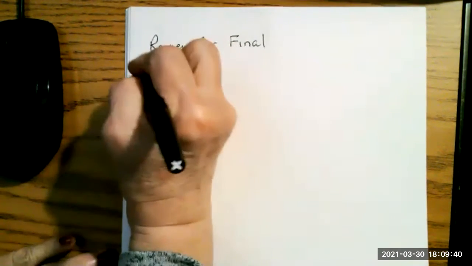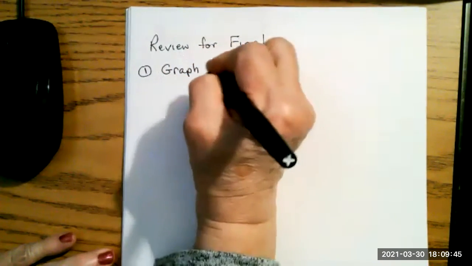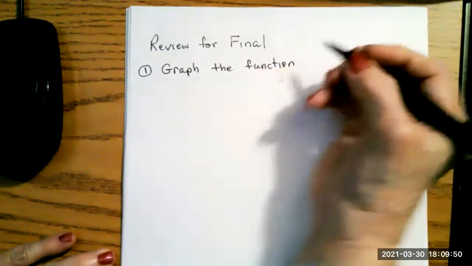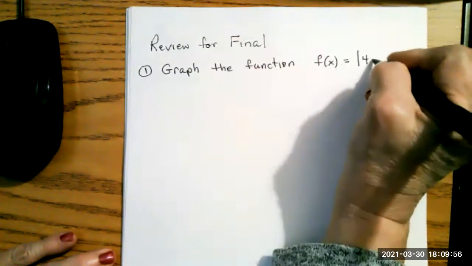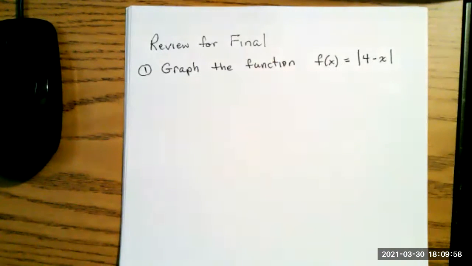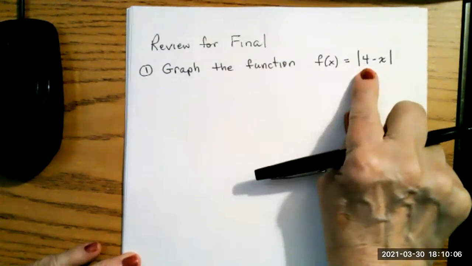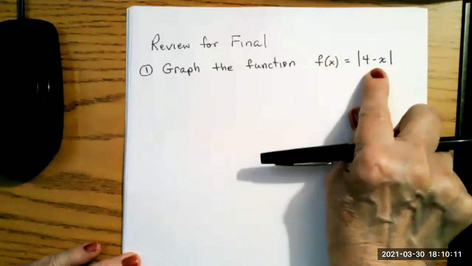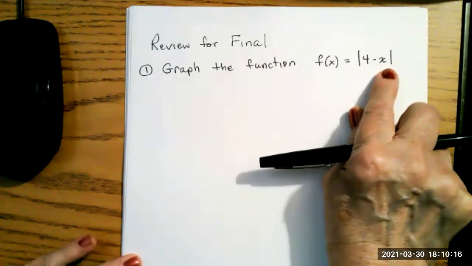All right, number 1. On number 1 on the final, it will say graph the function. And this is f of x equals the absolute value of 4 minus x. And I will tell you, whatever one you have on the test will look just like this. It won't be 4 here probably. It'll be 3, or it'll be 2, or it'll be 7. But I expect the rest of this to look just like this. Some number minus x. Okay?